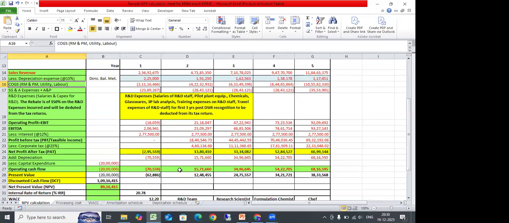PM cost she is already bearing. RM, utility, and labor will be charged to her by the third party vendor. Then you have selling and administrative expenses; you have to consider this. The rest will remain the same. The depreciation row will go away because you don't have any capex. What you have is just operating expense.